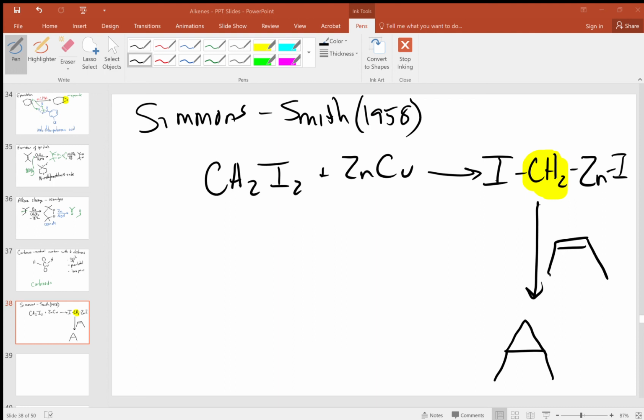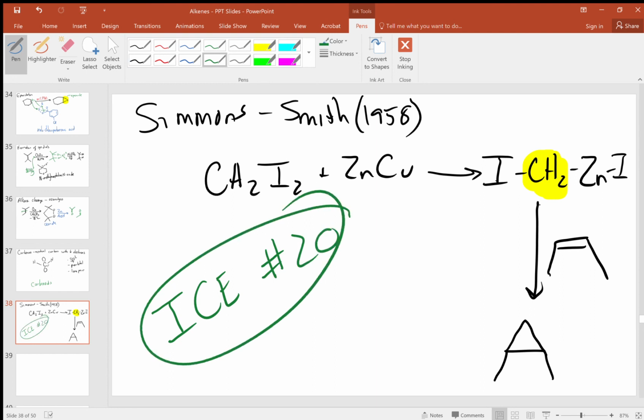And you'll now want to try some of these reactions, do some practice. So you should get out in-class exercise number 20, which has a number of different practice problems, all of which deal with the reactions of alkenes.